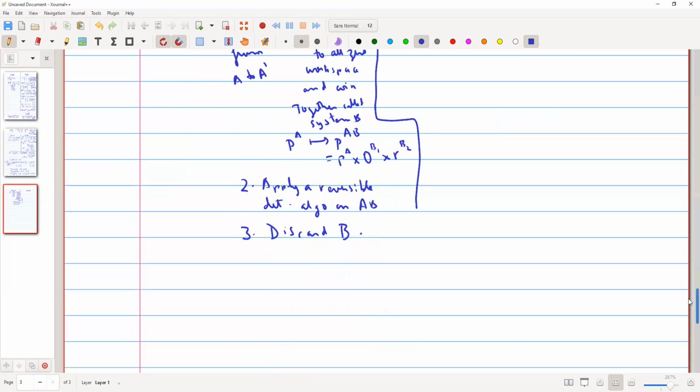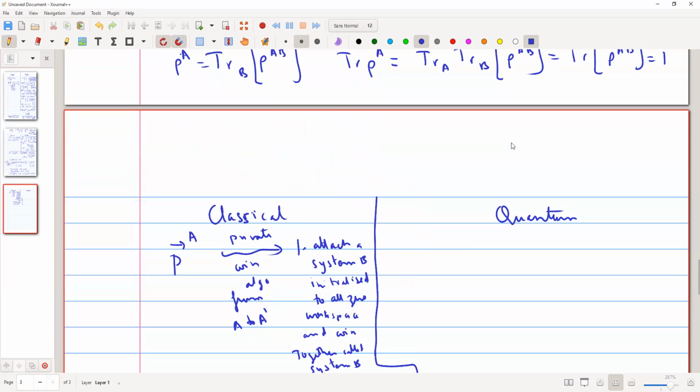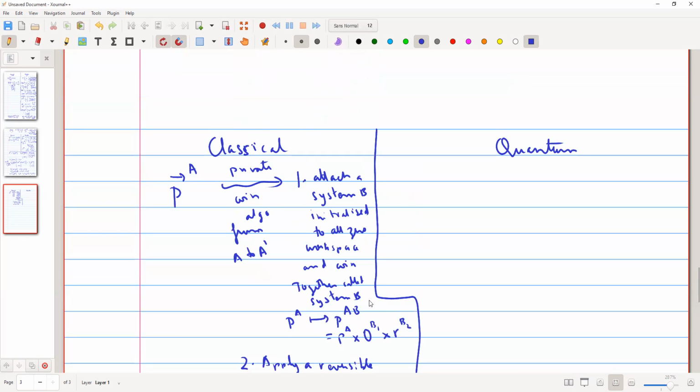So now we'll see what is the quantum analog. The most general data processing transformations that we are going to do are private key algorithms, and they can be described by this three-step procedure. So we will draw the same analogy. What can we do to the quantum thing? We can attach a system B, initialized to all zero workspace.